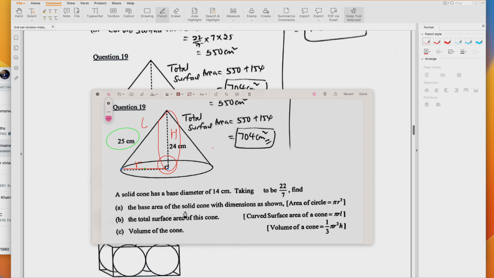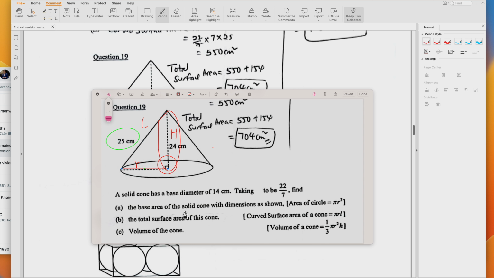Okay, good. So they ask you the total surface area of this cone. How many surfaces do you have? This is your surface 1, which is the curved surface, which is equal to pi r l. This is your second surface, which is the circle. What's the formula? Correct. So you just have to plug in the numbers. Then add them up and you get the total surface area.